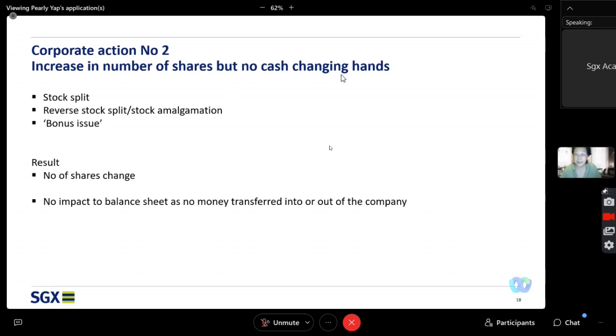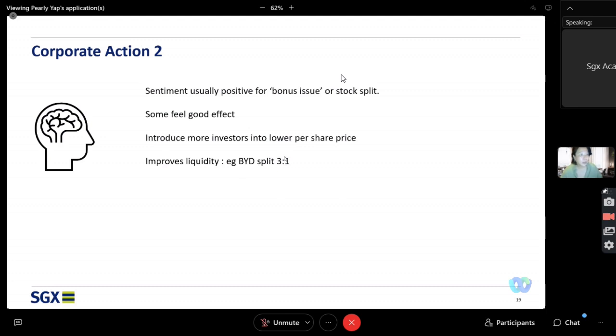But the advantage of some of this is that sometimes the share price has gone up so much, like some of the Chinese stocks or US stocks, where it becomes $500, $600, whatever. So sometimes they will split so that they make the per unit share price lower, so that you introduce more shareholders, because sometimes shareholders cannot buy so many shares anyway. Sentiment is usually positive for a bonus issue, as I said: a feel-good effect, it introduces more investors at a lower share price and improves liquidity. Okay, I think that's quite clear.